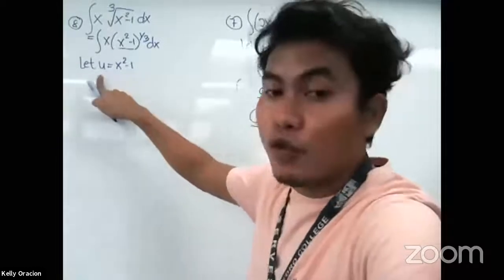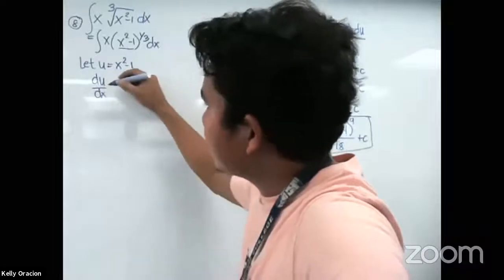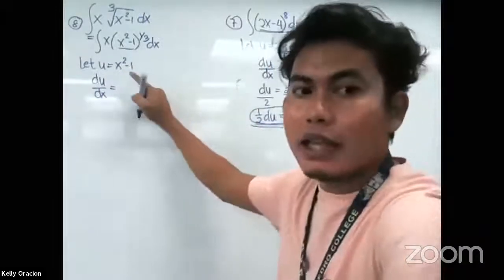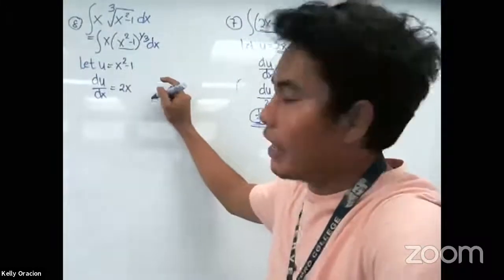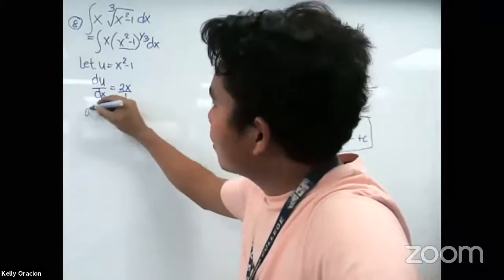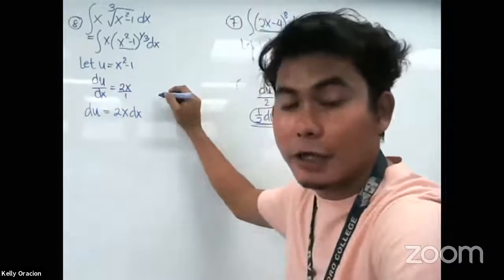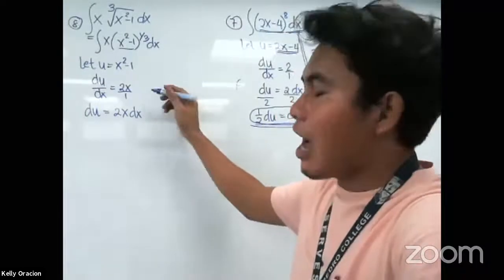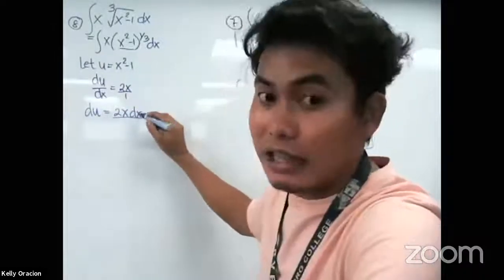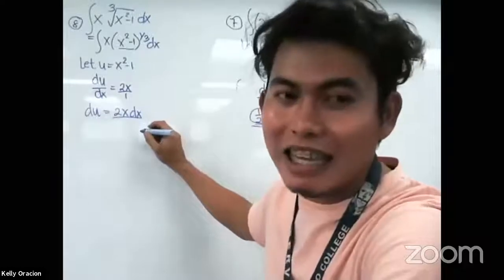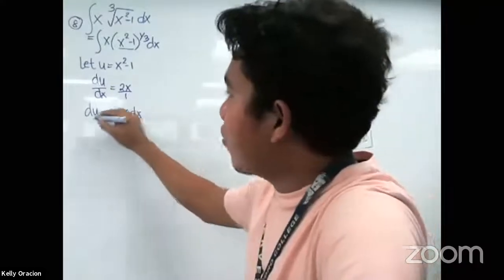Now, what's the derivative of u with respect to x? The answer is du over dx. Next, derivative ng x squared is 2x. Derivative ng 1 is 0, so huwag na ilagay. Then, cross multiply. So, du is equal to 2x dx. Next, after this one, you are going to divide both sides by the constant. Ang constant ang i-divide, dili si x. Explain lang ako later.